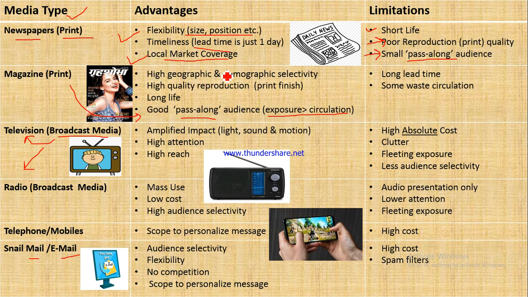And if you look at what happens in the case of a magazine, the pass along audience is much more than in the case of newspaper. Why? For example, if I have bought a magazine, let's say I have bought India Today, not only my family members, but other of my friends may also get exposed to it. The reason is that this magazine is going to be relevant for at least 14 days, because India Today gets published only fortnightly, every 14 days. So for the next 14 days it is going to be relevant.